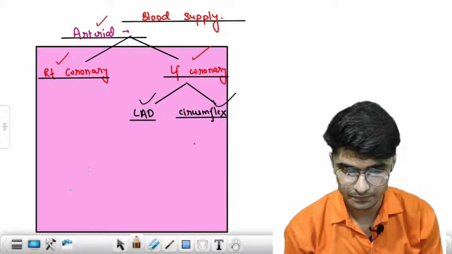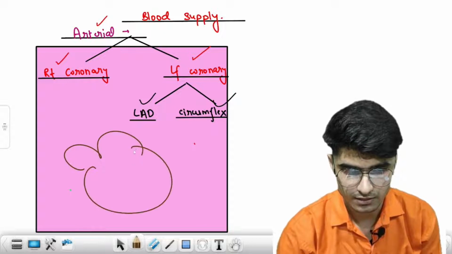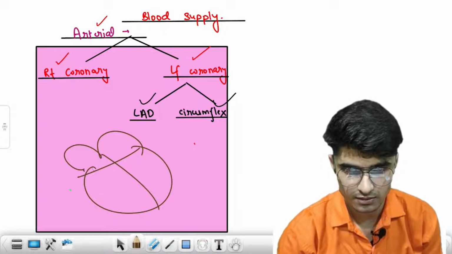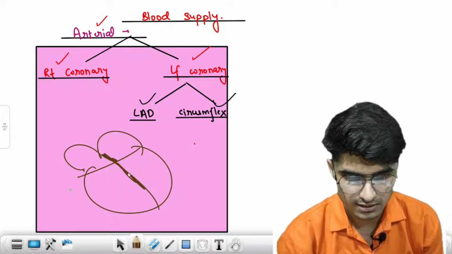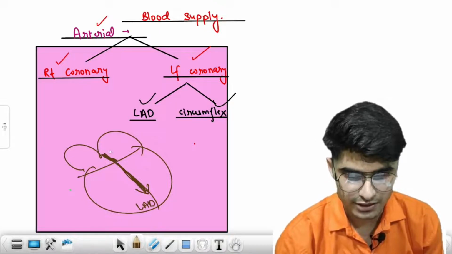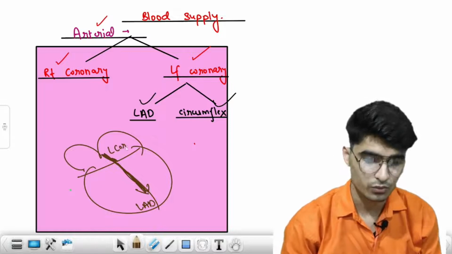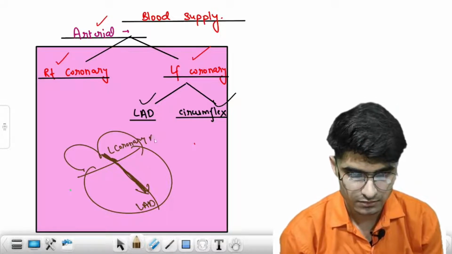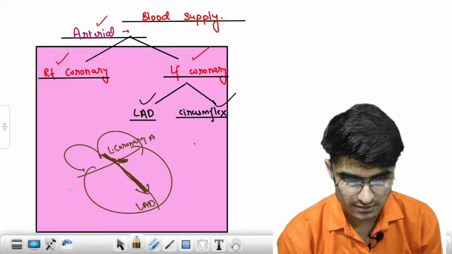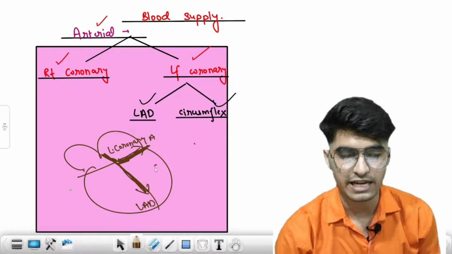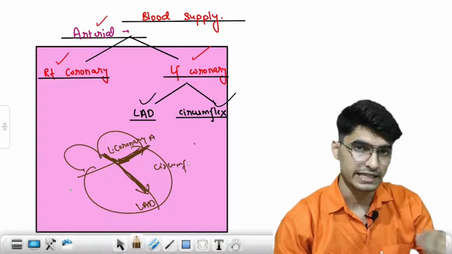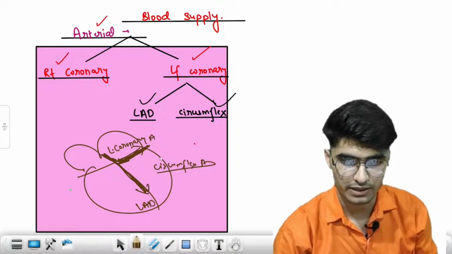So this is our heart, and that is our coronary artery, dividing into two branches. Number one is the LAD, the left anterior descending branch, running in the anterior interventricular groove. And the second one is our circumflex artery, which runs in the left anterior coronary sulcus.